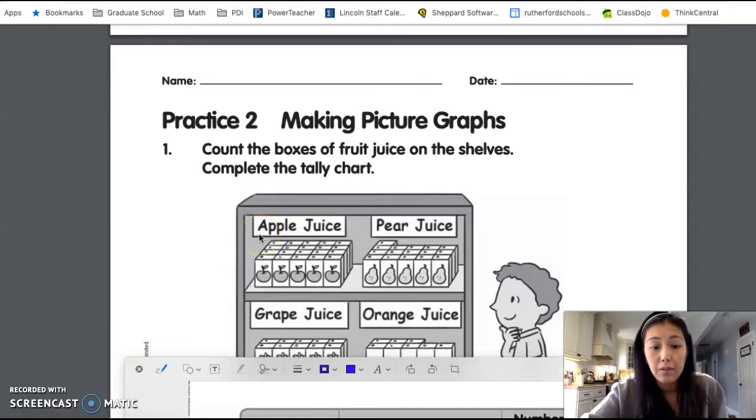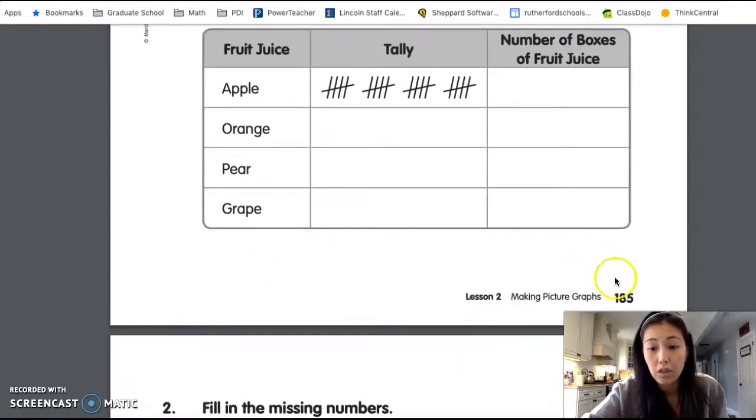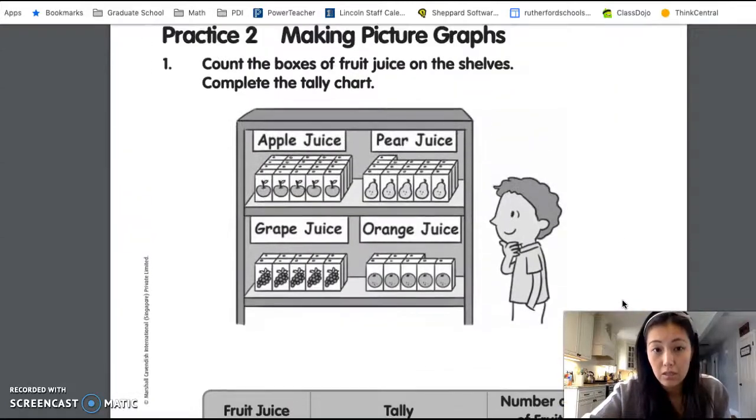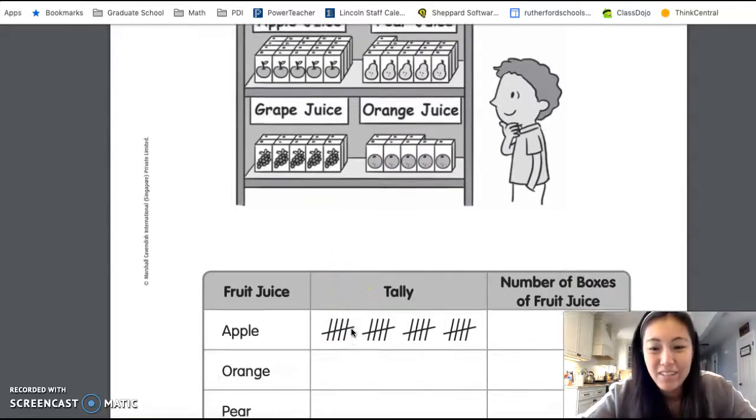So for today, boys and girls, you are going to go to workbook page 185. What you need to do in this workbook page is you need to make sure that you count the boxes of fruit juice on the shelves, then complete the tally chart. So if you notice and you see here, boys and girls, that the fruit juice is already tallied for you. I'm sorry, the apple juice is already tallied for you.